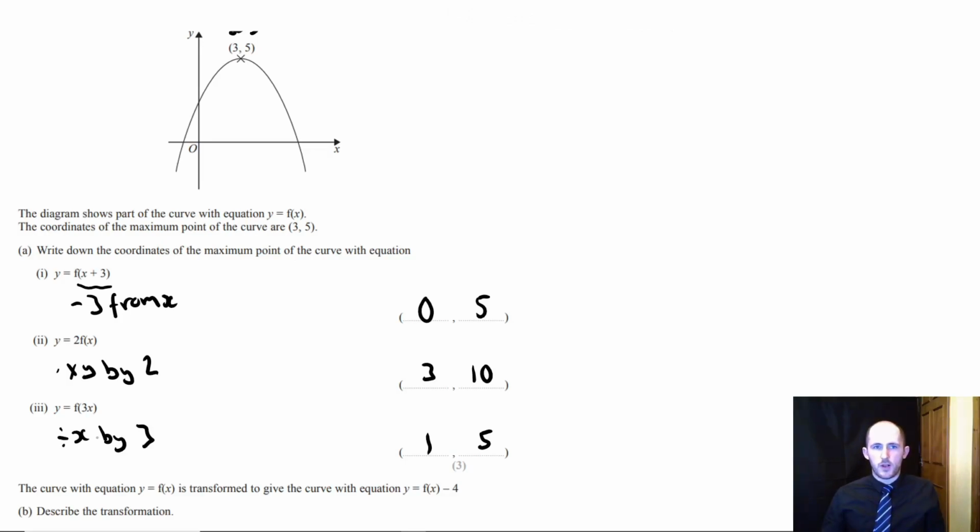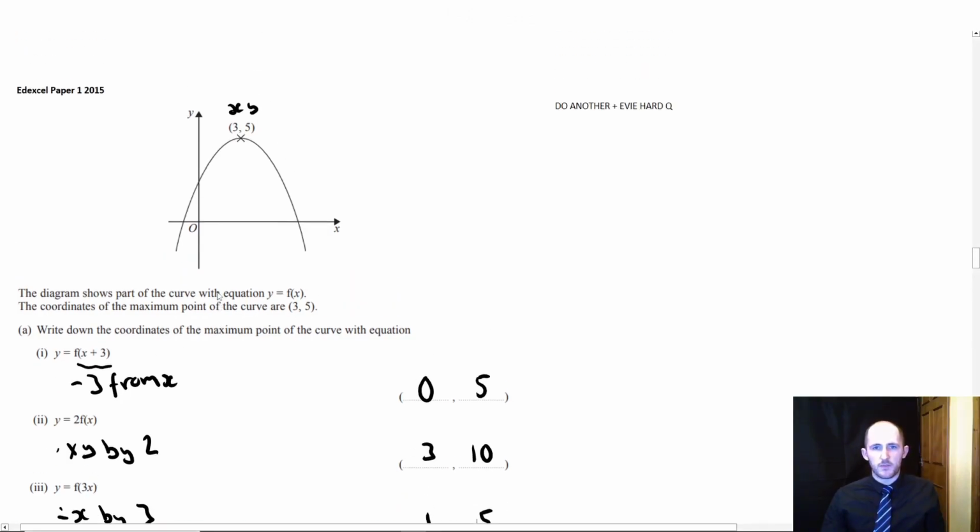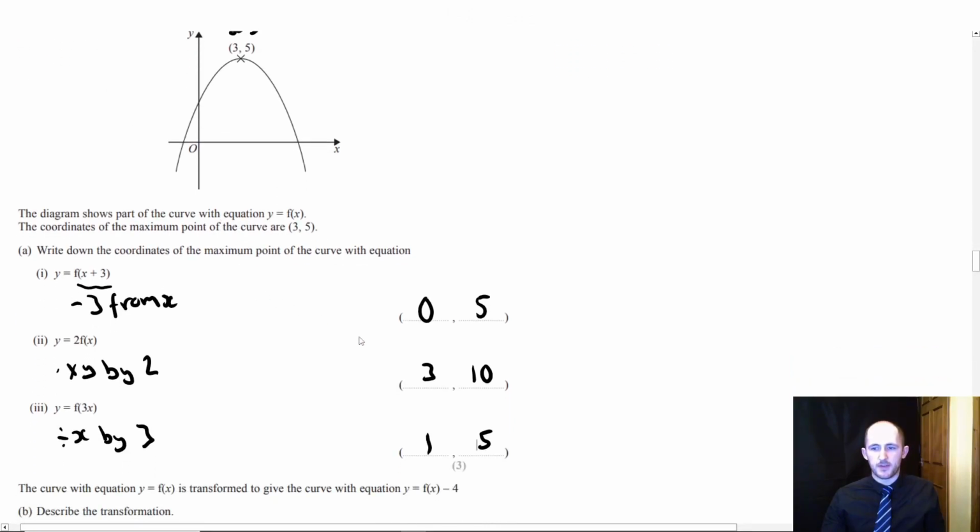So is that all okay so far? Hopefully not too bad. This is from the 2015 paper for Edexcel, just 1 mark per thing. Not too shabby. And again, inside the bracket it affects x, and you do the opposite. Outside the bracket it affects y, and you do exactly what it says.